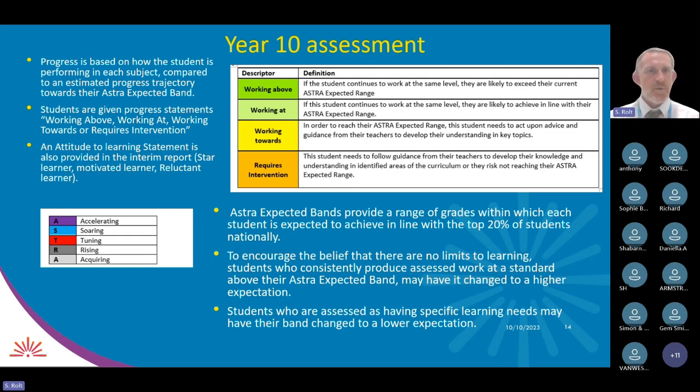And as students mature through year 10, then again, it's about those learning expectations. But because we are still so far away from the final GCSEs, what we do with assessment is exactly the same as we had from year 9, and rather than having a very tight current grade, we have the expected bands. So accelerating is the highest expected band, then soaring, then tuning, then rising, and then acquiring.